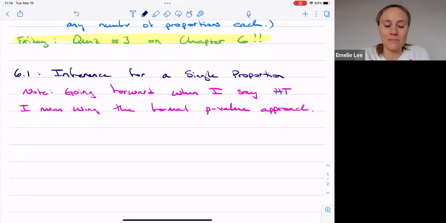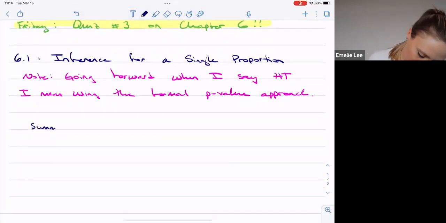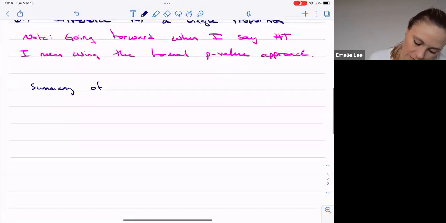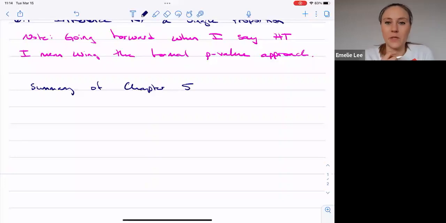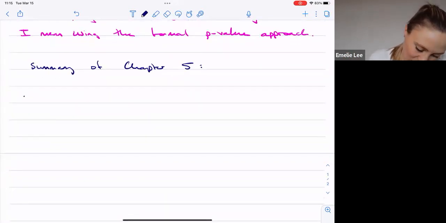Okay, so I'm going to mean to use the formal p-value approach, good. So let's do kind of a summary of chapter 5. You've already had it on the quiz, but of course it's going to come back to haunt us. All the things that you saw on the quiz, we're going to amp it up a little bit on quiz 3, right? Because it's going to reappear. So summary of chapter 5. Let's start with our conditions.